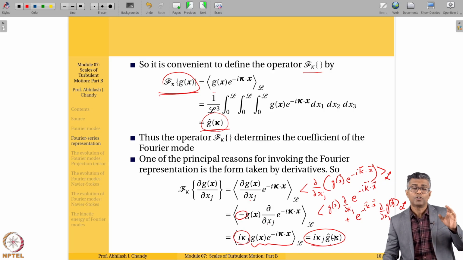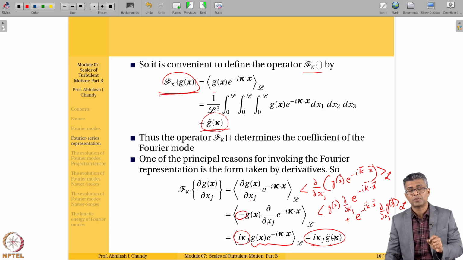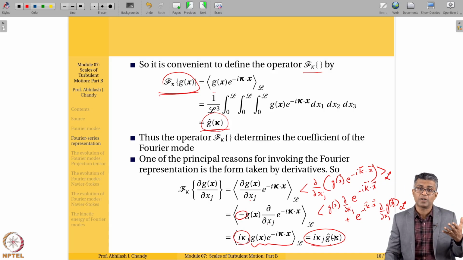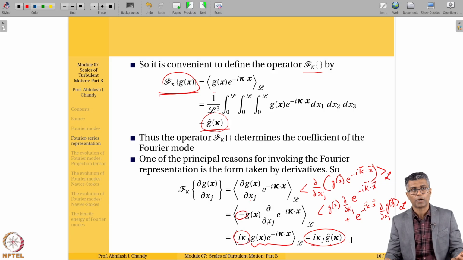So essentially, the Fourier transform of the derivative of a function is iκ times the Fourier transform of the function itself, the Fourier mode itself. That's what this is: iκj ĝ(κ). I hope this is clear.